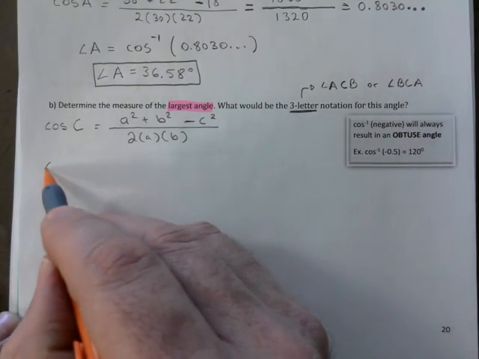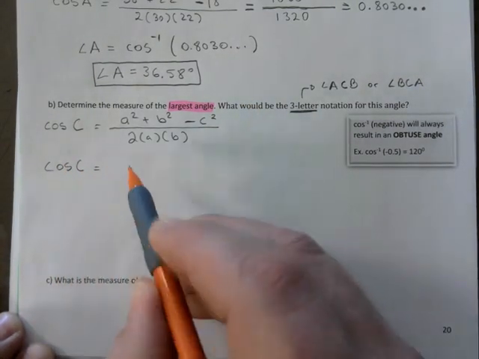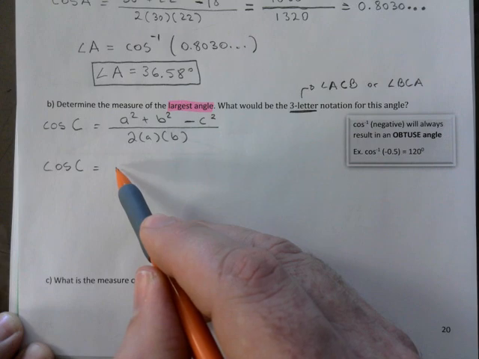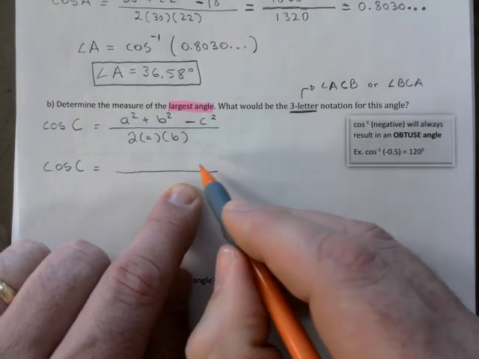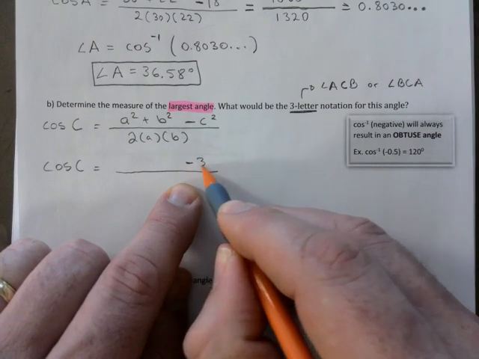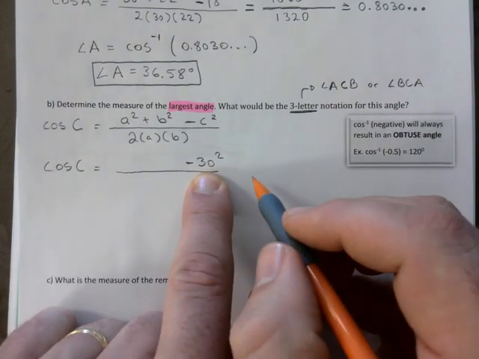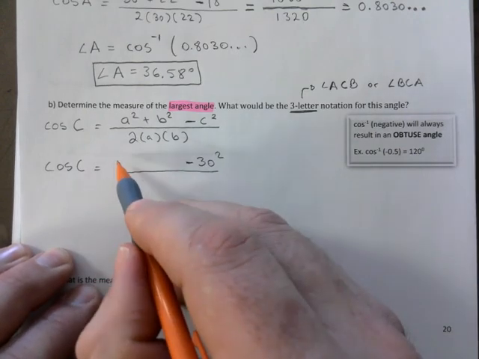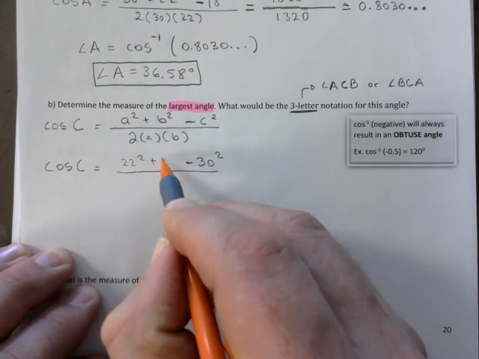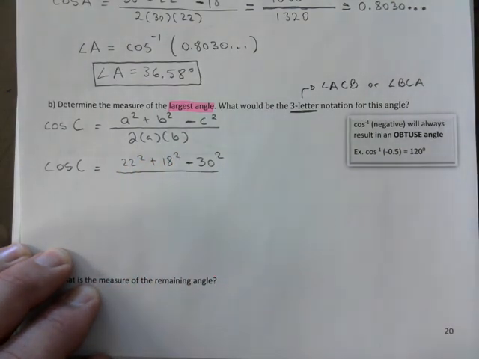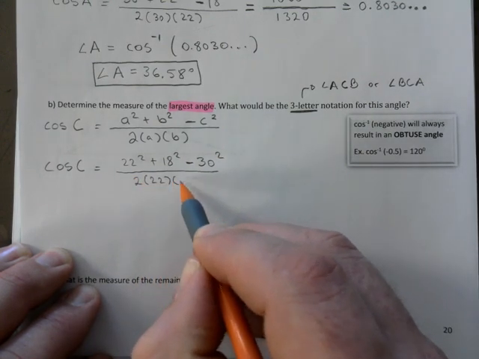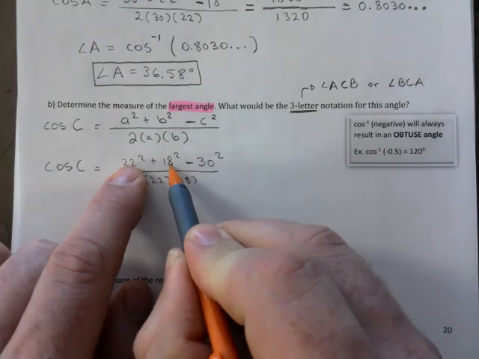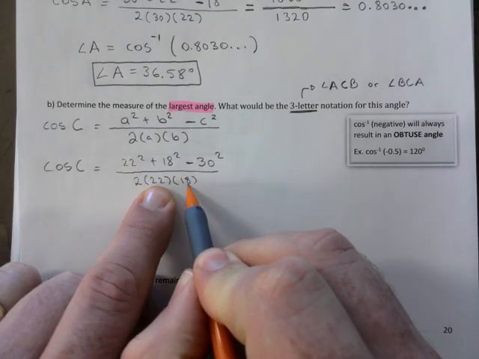Okay, let's go. Cosine of C, I guess the first number I'm going to write down is the C squared. So I'm going to go minus 30 squared, right? And then I just focus on the other two sides, which is 22 squared plus 18 squared. And then the denominator is 2 times 22 times 18. Right? These two sides show up again down here.